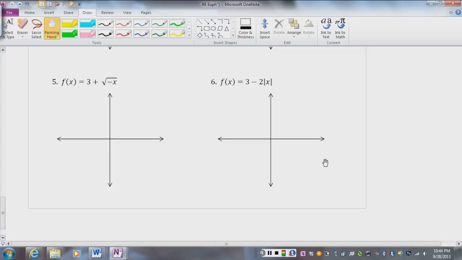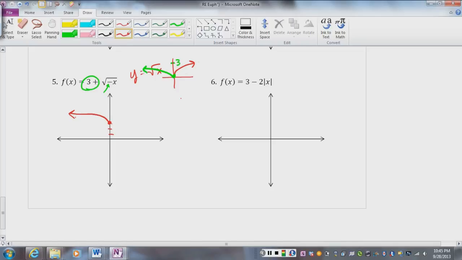Number 5, we have a square root function here. What does the parent graph look like for that? If I have y equals the square root of x, that's going to look like that. How have we adjusted it? Well, a couple things. First thing, that negative sign tells me that instead of opening to the right, it's going to open to the left. The fact that I have a +3 tells me that instead of starting at 0, we're going to start up at positive 3. So, pulling that all together, this graph is going to look something like that.